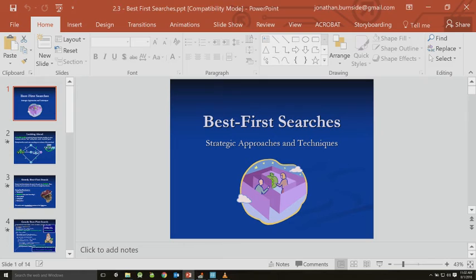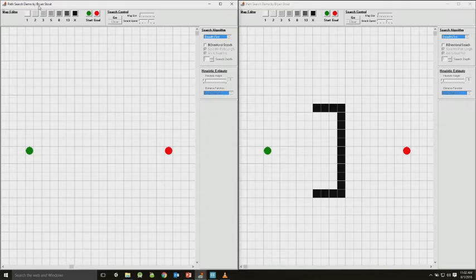So I'm just going to minimize this, and we have a path planning demo here, originally created by Brian Stout. You can find this on the internet if you want your own copy. But I'm actually running two instances of it. They're both going to use breadth first search. They have the same starting location with this green dot and the same ending location with this red dot. So that's our start state, that's our goal state, and we're going to find a plan, a path between them.